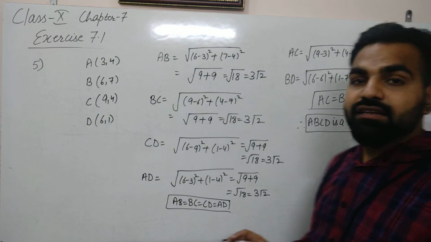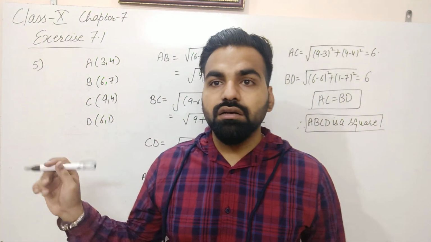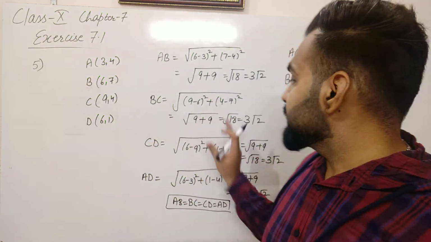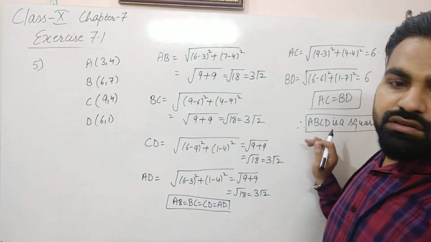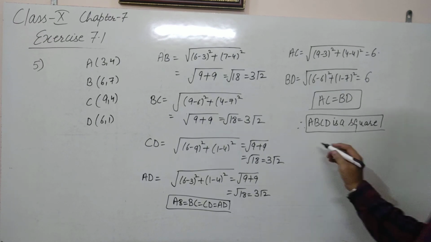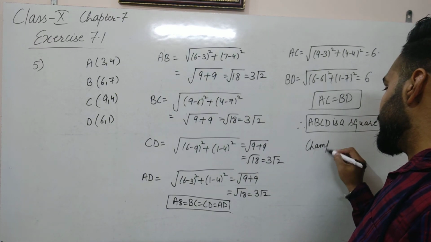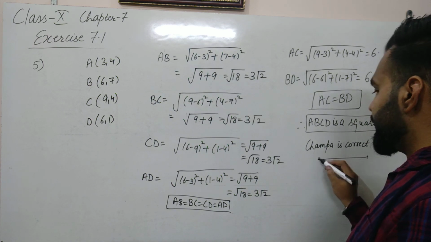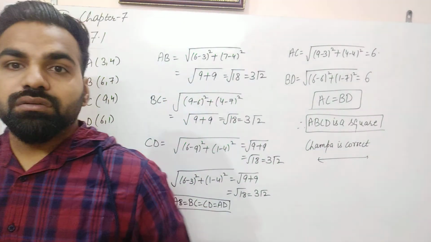And in case the diagonals were not equal, then we could say that the figure is a rhombus. A rhombus is a figure having 4 equal sides, but here the diagonals are also equal, so therefore it forms a square. So who is correct here? Champa or Chameli? In this, Champa is correct because Chameli disagreed. Champa is correct that ABCD is a square. So this was question number 5.